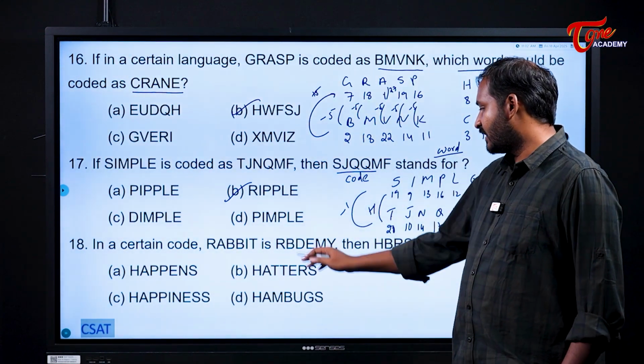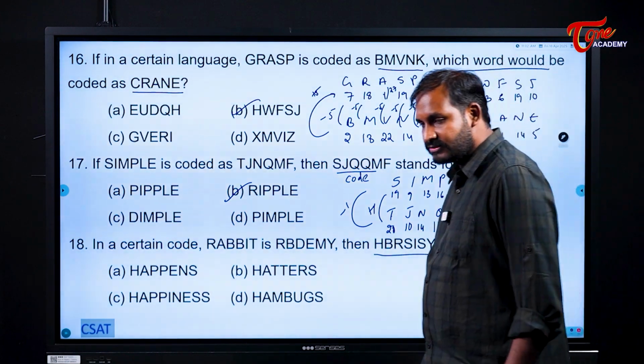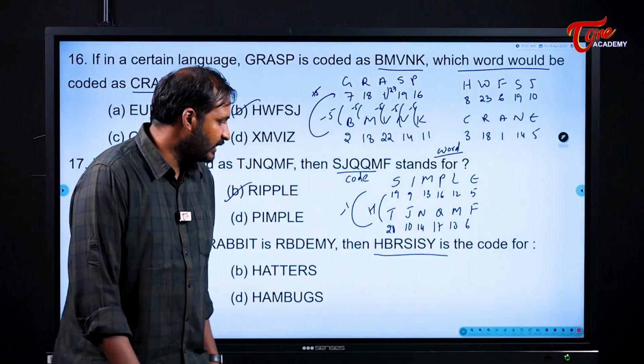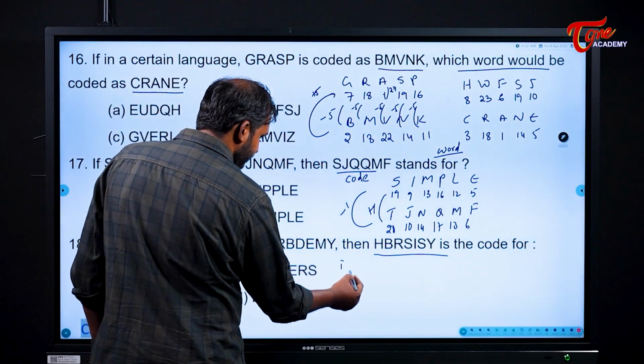Option B. Next one, rabbit is coded something like this. Then what is the code for it? So this is the code for us. We need to find the word here. So what will happen here? Rabbit is coded something like this, right?